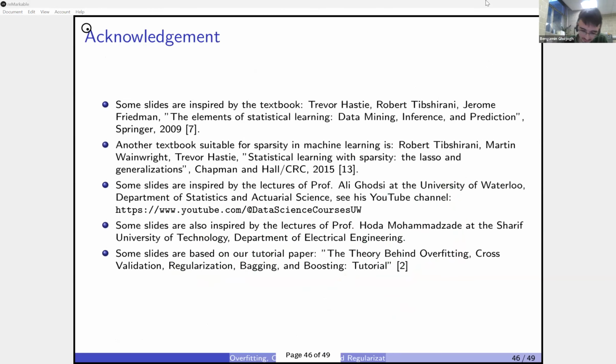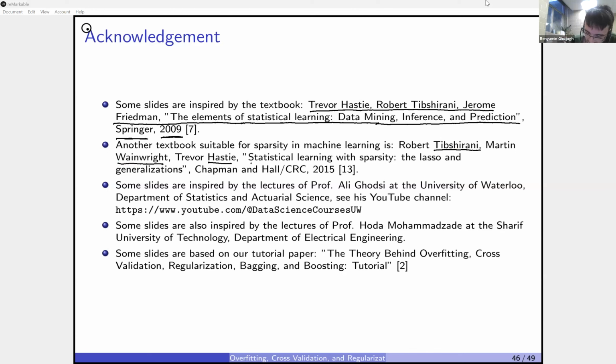Okay, now some acknowledgement. Some slides are inspired by the textbook by Hastie, Tibshirani, and Friedman, The Elements of Statistical Learning: Data Mining, Inference, and Prediction, by Springer in 2009. This is a very important book which discusses a lot of these things. Also, the bet on sparsity principle was proposed in this book. Another textbook suitable for sparsity in machine learning is by Tibshirani, Wainwright, and Hastie at Stanford University, Statistical Learning with Sparsity: The Lasso and Generalizations, Chapman and CRC, 2015.